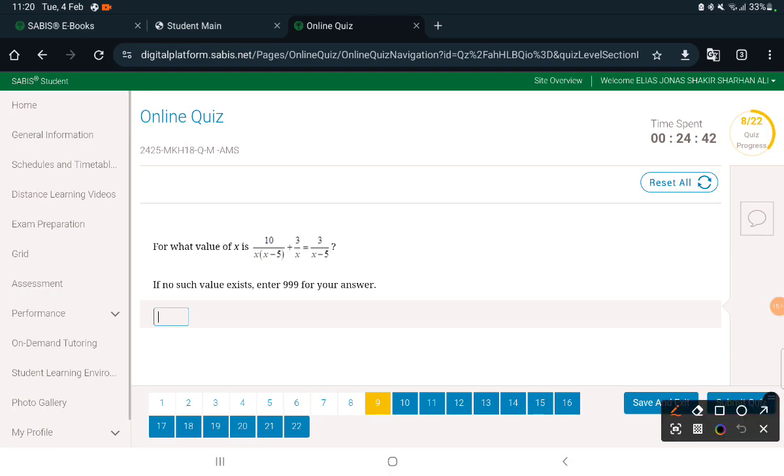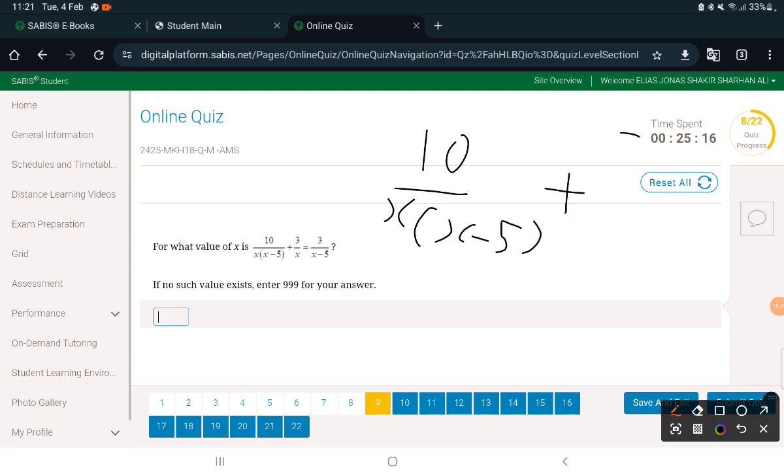Here, okay. 10 over x minus 5 plus 3 over x equals 3 over x minus 5. So what we need to do here is have all of the fractions have the same denominator. Even this fraction over here, all of them need to have the same denominator. So we do x minus 5. No, wait. This one's already fine. We don't need to change it by anything.